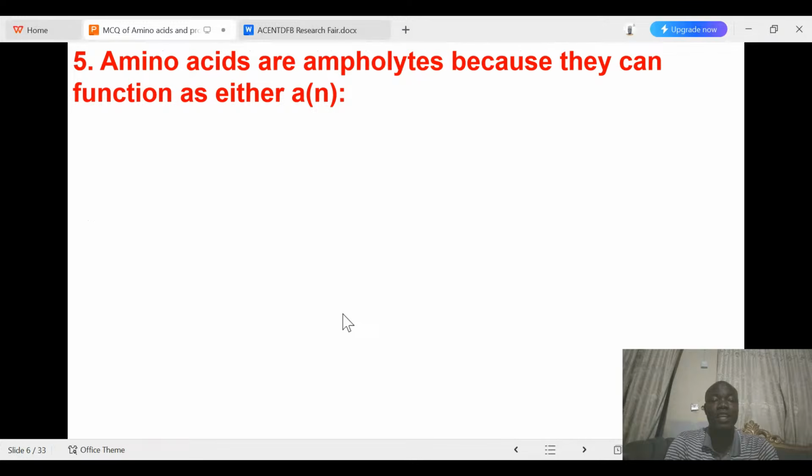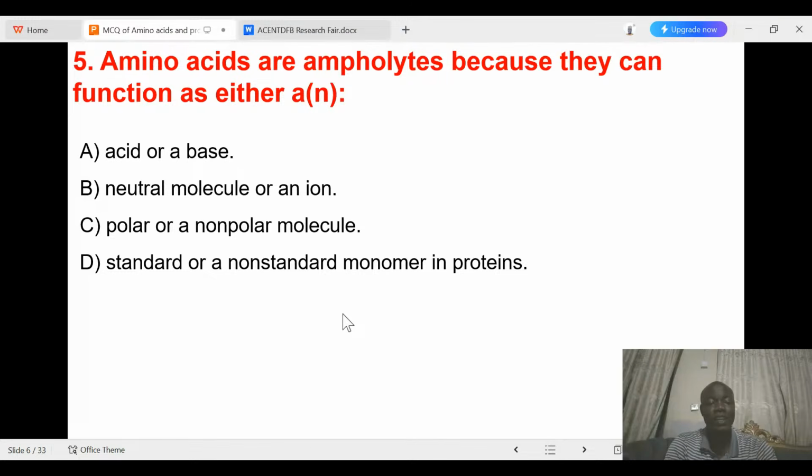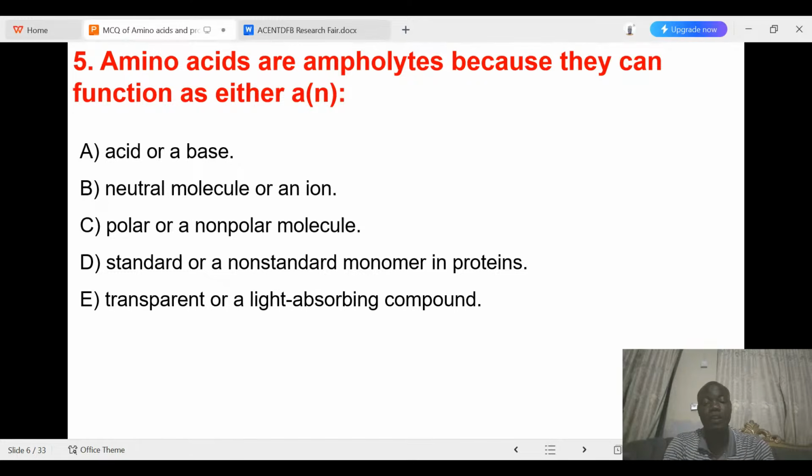So then let's move to question 5. Amino acids are ampholytes because they can function as either A, acid or a base. B, neutral molecules or an anion. C, polar or non-polar molecules. D, standard or a non-standard monomer in proteins. E, transparent or a light-absorbing compound. So why is an amino acid considered an ampholyte?